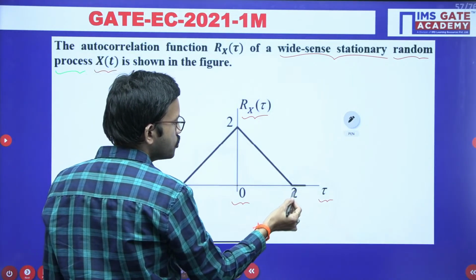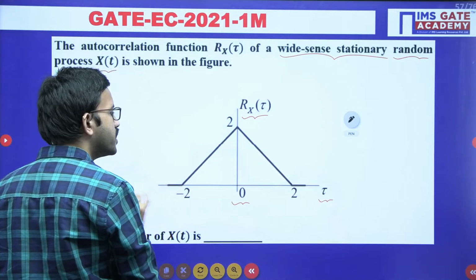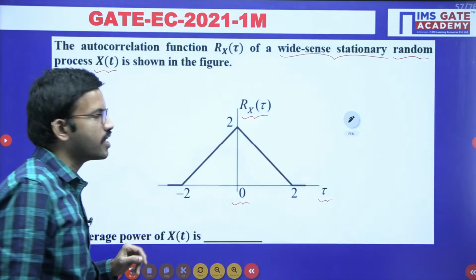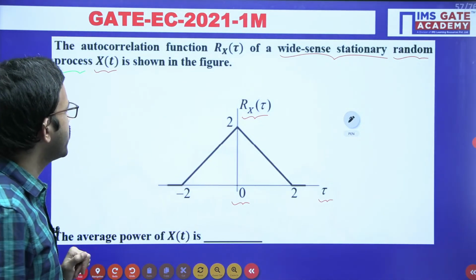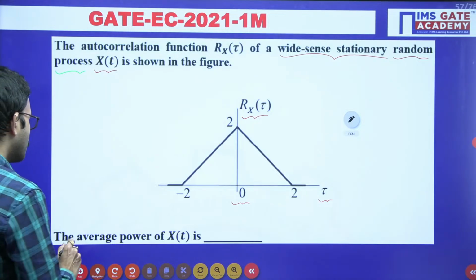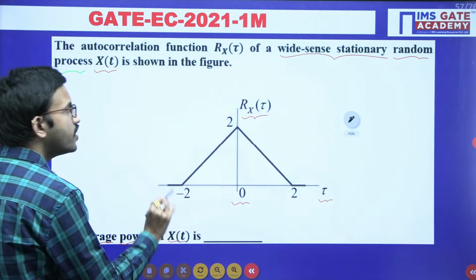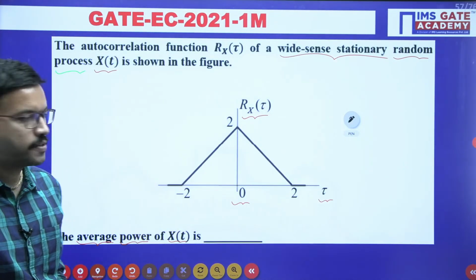At tau equal to 2 you have autocorrelation function as 0. At tau equal to -2 also 0. Other than this interval, for the remaining tau values the autocorrelation function is 0. So they have given the autocorrelation function diagram. Now the question is asking the average power of the random process x of t.